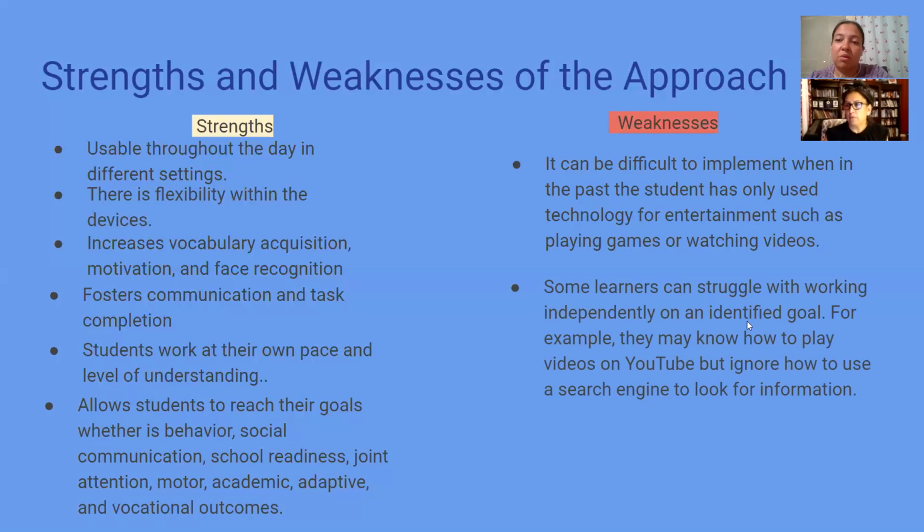So some learners can struggle with working independently on an identified goal. For example, they may know how to play videos on YouTube, but not know how to use a search engine to look for information. So just keep in mind that if the student is barely learning to use the device for working, keep it separate. If you have parental controls at home, let the parents know, please only use it for this function, so that the student can get used to it, and then use a different device for searching the engine, which can be for YouTube or any other type of application.